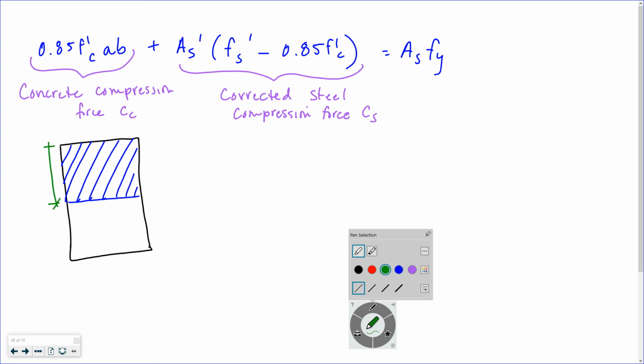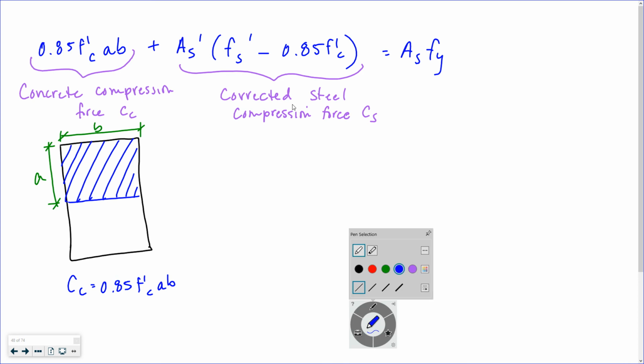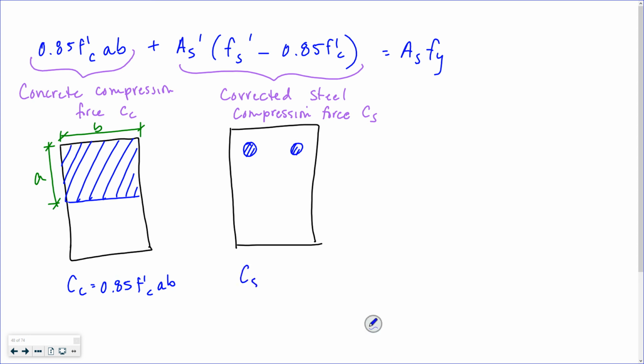This has a dimension A, this has a dimension B. C sub C equals 0.85, that's the magnitude of my stress. 0.85 F prime C, which happens over an area AB. And the magnitude of my stress here is Fs prime minus 0.85 F prime C times that area of steel. Right.